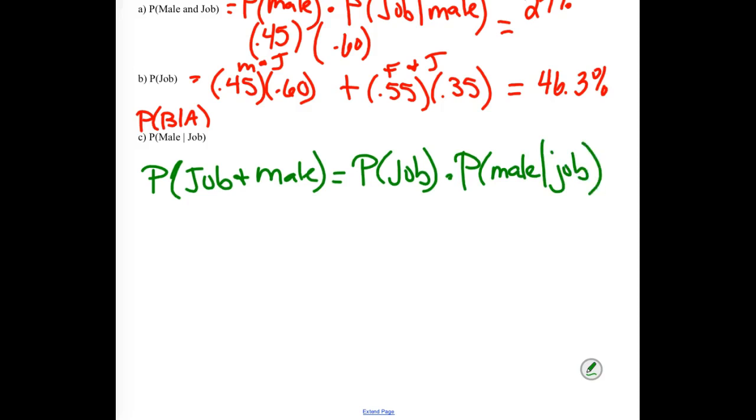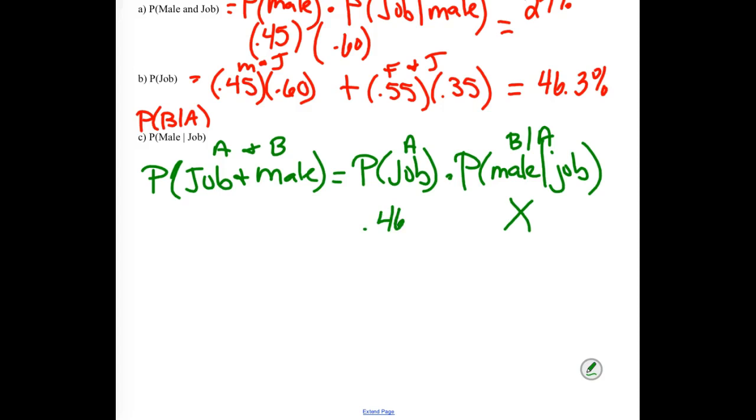This is what they're asking me to find. If we base it off of that formula, the probability of A and B is the probability of A times the probability of B given A. So this is the piece that's the unknown. What is the probability they have a job? We just calculated it. What's the probability they have a job? 46.3%. Okay, as a decimal, we'll just do 0.46.